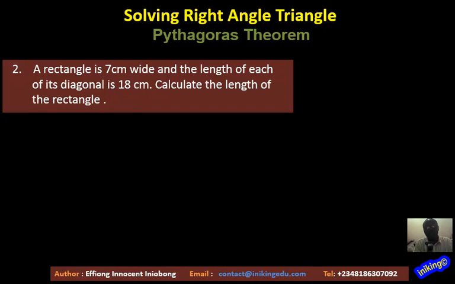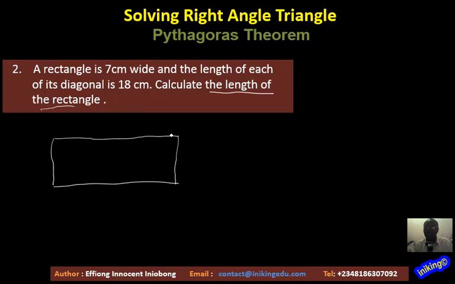Question number 2, we are told that the rectangle is 7 centimeters wide, and the length of each of its diagonal is what? 18. So we are given the width of the rectangle, but we are not given the length of the rectangle. So we are asked to find the length of the rectangle. Rather, we have been given the diagonal. We know what a rectangle is. It is called a quadrilateral, just that the length and the width are not equal.